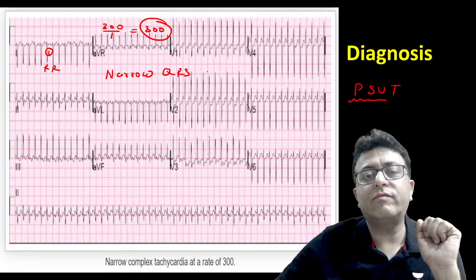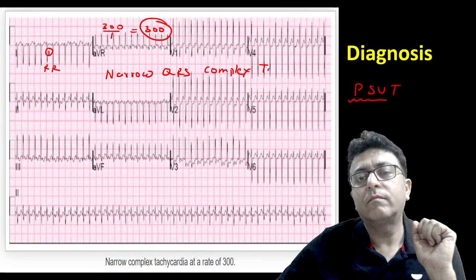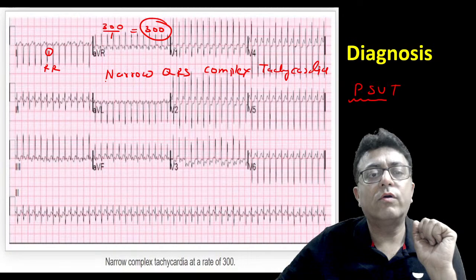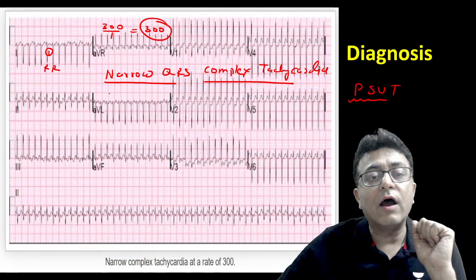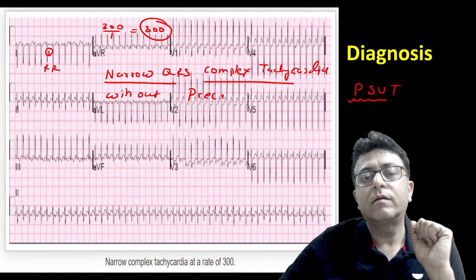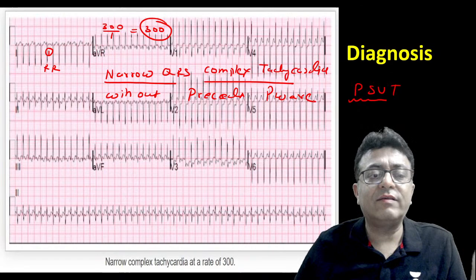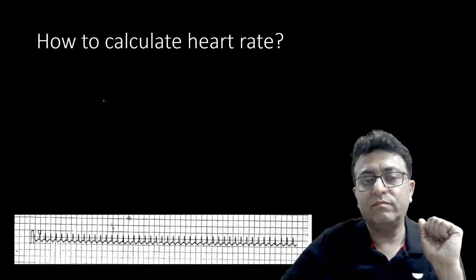Very nicely, if you want to describe this, this is narrow QRS complex tachycardia without preceding P waves. QRS is narrow and you are not able to see P waves. It is SVT. Now, how to calculate the heart rate?